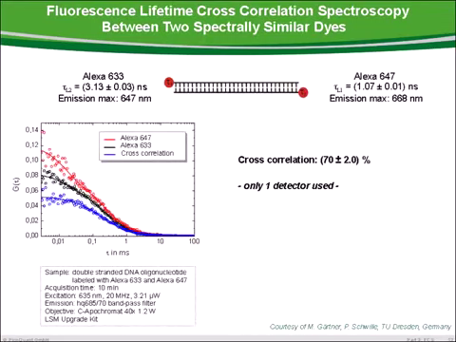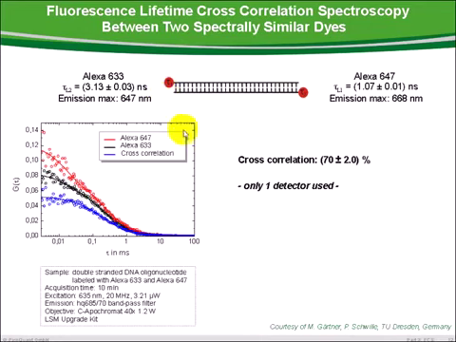FLCS can also be used to study cross-correlation with two dye molecules which are spectrally very similar but have different fluorescence lifetimes. In this case, the group of Petra Schwille investigated double-strand DNA molecules which were labeled with two red-emitting Alexa dyes. The lifetime difference of 2 nanoseconds is sufficient to separate both dyes using the FLCS technique.